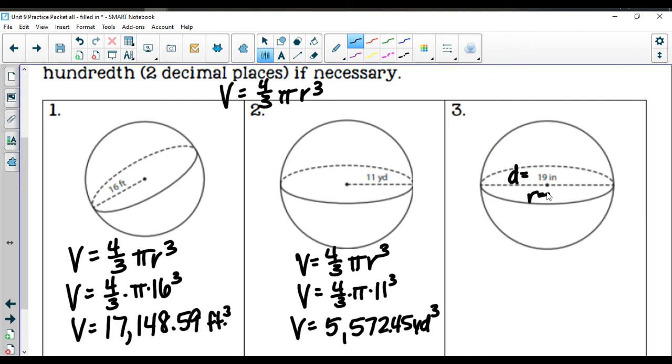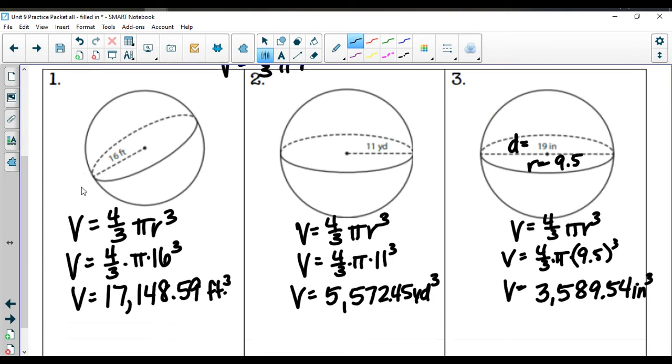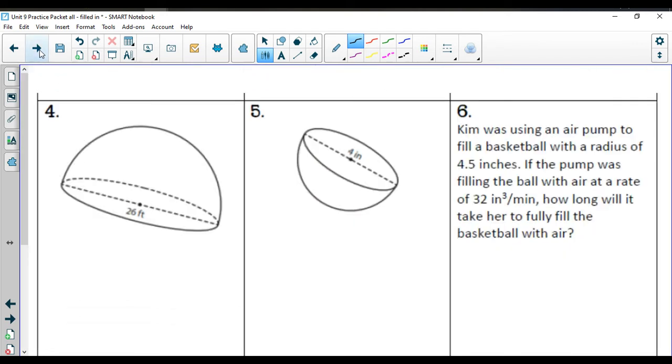In this next example, we're given the diameter as 19. So that tells me if I take 19 divided by 2, I have a radius of 9.5 then. So my volume formula is still the same, 4/3 pi r cubed. So we're going to do 4/3 times pi times 9.5 cubed. So 4/3 times 3.14 times 9.5 cubed, which gives me a volume of 3,589.54 inches cubed then. And again, that is also rounded to the nearest hundredths.